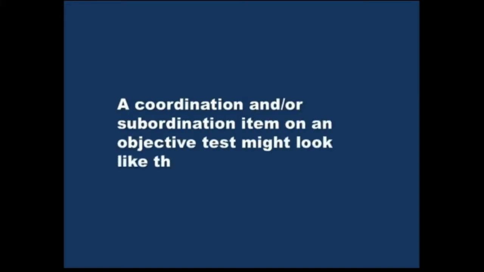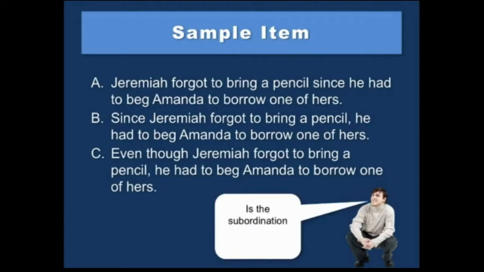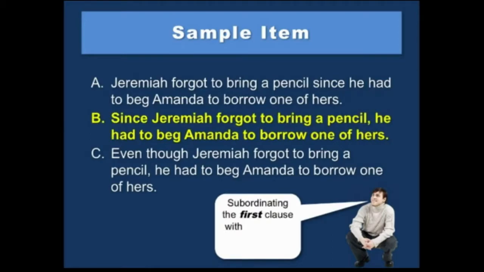A coordination or subordination item on an objective test might look like this. So is the subordination effective in letter A? Jeremiah forgot to bring a pencil since he had to beg Amanda to borrow one of hers. Or is it effective in letter B? Since Jeremiah forgot to bring a pencil, he had to beg Amanda to borrow one of hers. Or is the subordination effective in letter C? Even though Jeremiah forgot to bring a pencil, he had to beg Amanda to borrow one of hers. If we subordinate the first clause in letter B with since, we're going to create a subordinating conjunction with since and create a subordinating sentence.